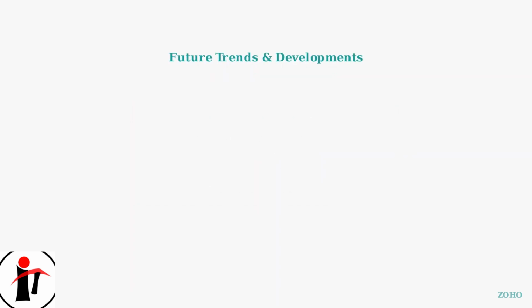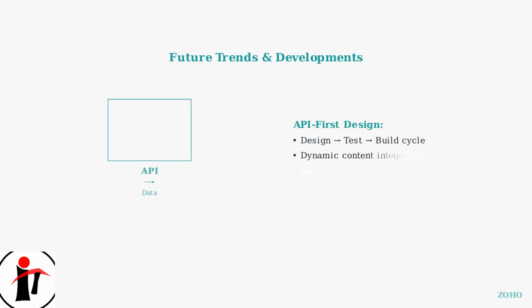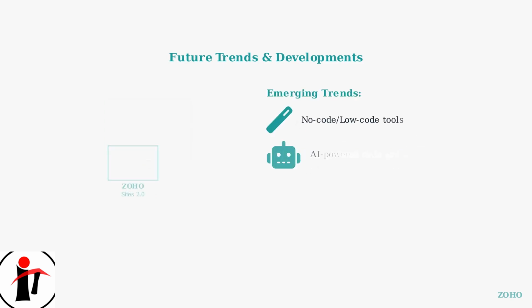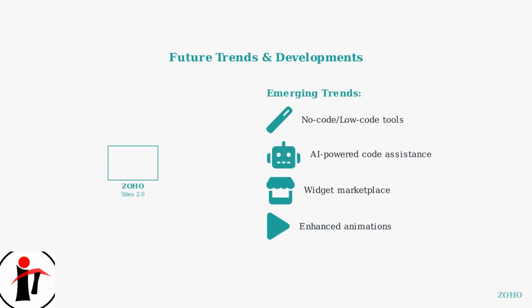Looking ahead, Zoho Sites is embracing several exciting trends that will transform how we build and integrate custom functionality. The API-first approach is becoming central to modern web development, enabling seamless integration with external services and dynamic content delivery. Emerging trends include no-code and low-code integration tools, AI-powered code assistance, and an upcoming widget marketplace for pre-built components. These developments will make custom code integration more accessible, powerful, and user-friendly, opening new possibilities for creating dynamic, interactive websites.